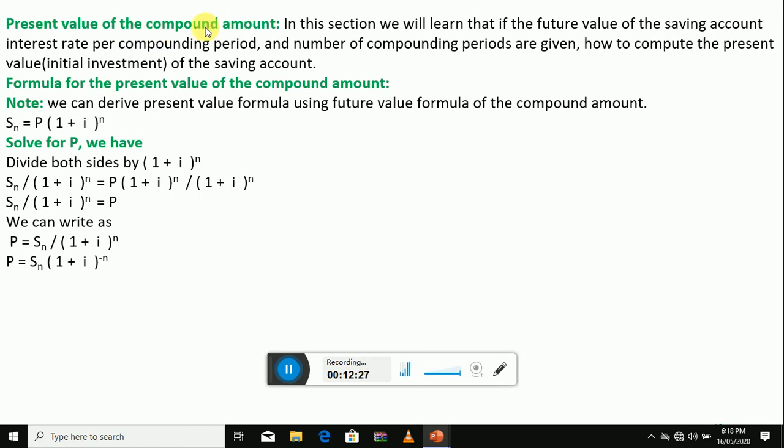Present value of the compound amount. In this section we will learn that if the future value of the saving account is given, the interest rate per compounding period is also given, and the number of compounding periods is also given, how can we calculate the initial investment? How can we calculate the present value of the saving account?